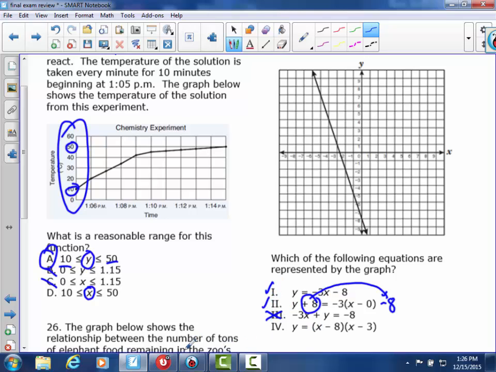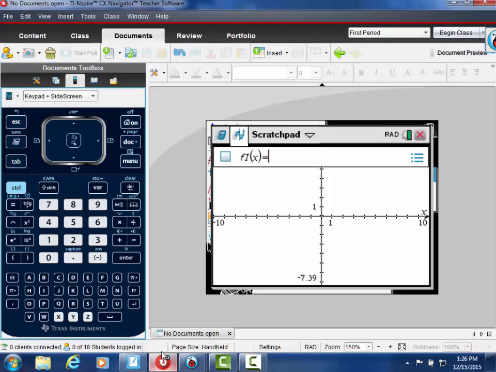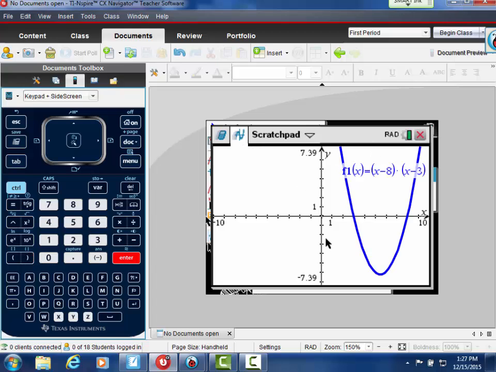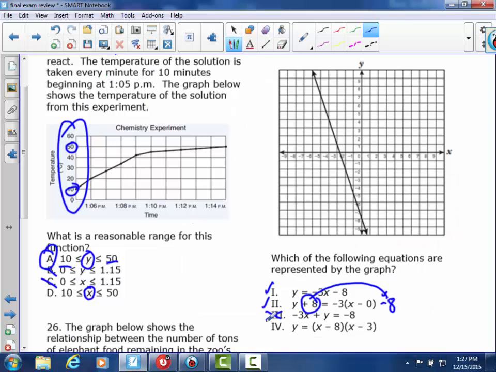I type in x minus 8 and x minus 3. So x minus, whoa, that's way too many x's. Okay, we'll try that again. Parentheses, x minus 8, close, open, x minus 3, enter. Totally not the same picture, so it's not that one either. So it's just going to be 1 and 2.